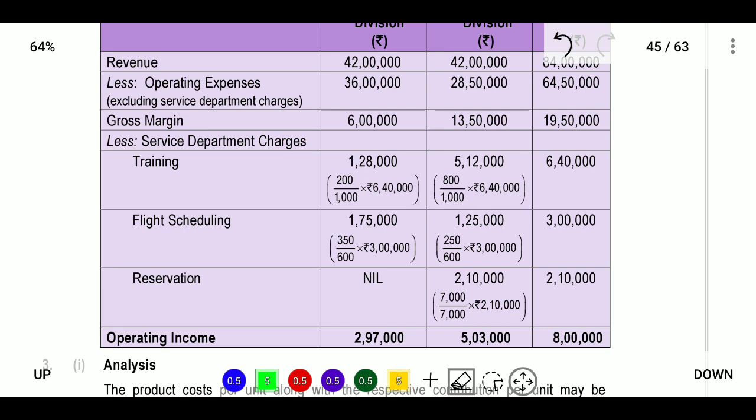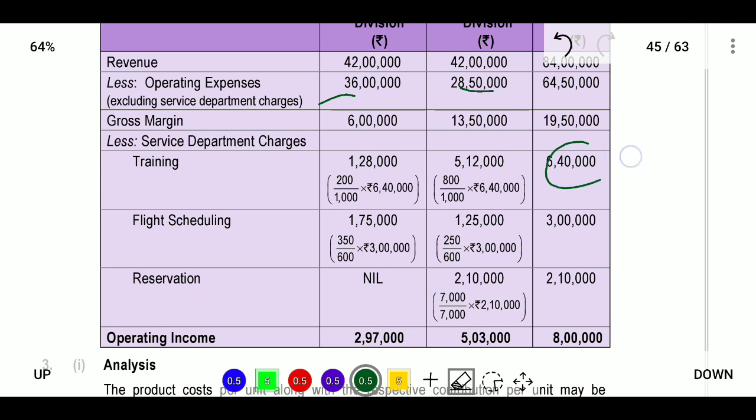Okay. We will take the revenue as it is, and after that the operating expenses. After operating expenses we will get the gross margin. After that, less the service department. What they have charged is equal for all, but we will charge it based on their activity.